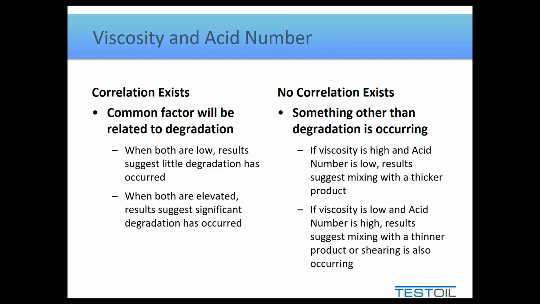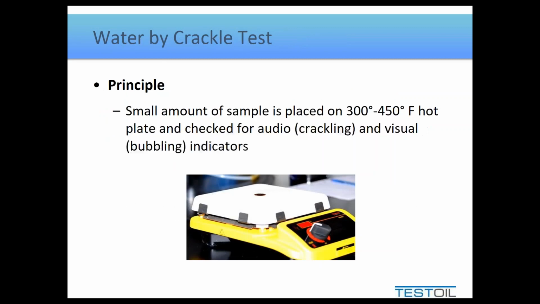Now, sticking with viscosity for a second, let's talk about a different test to compare. What about water content? Well, again, water can be measured one of two ways, so we need to appreciate at least what the difference is. The common way that almost all samples are screened at any lab would be by crackle test. The crackle test is an incredibly simple test. We just take a few drops of oil, place them on a hot plate, and look for bubbling and listen for crackling. If we get both, we suspect that's water.